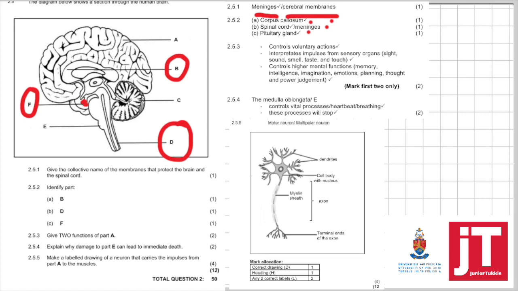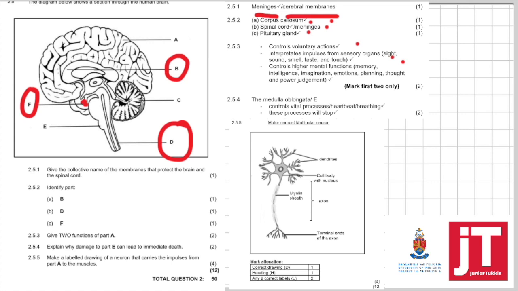2.5.3. Give 2 functions of part A. A is the cerebrum, so the cerebrum controls voluntary actions, interprets impulses from sense organs such as sight, sound, smell, taste, touch, and controls your higher mental functions such as memory, intelligence, imagination, emotions, planning, thought, and power of judgment.